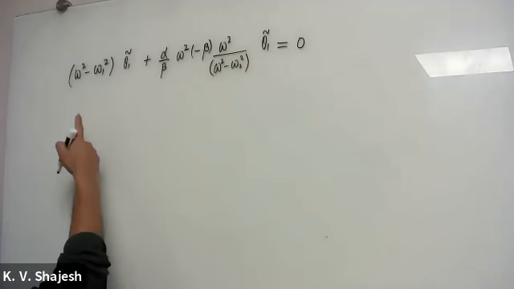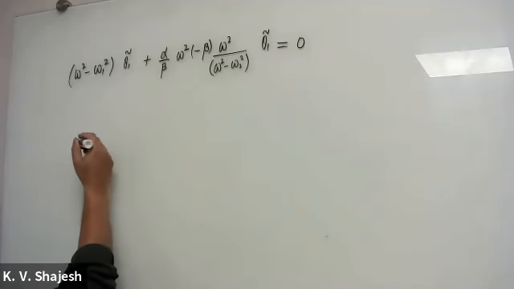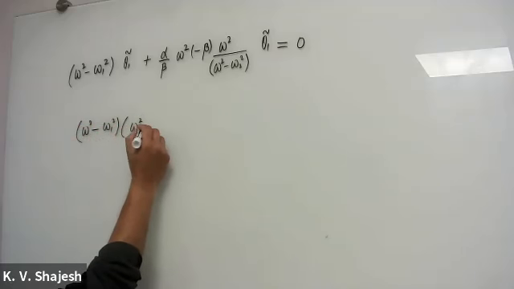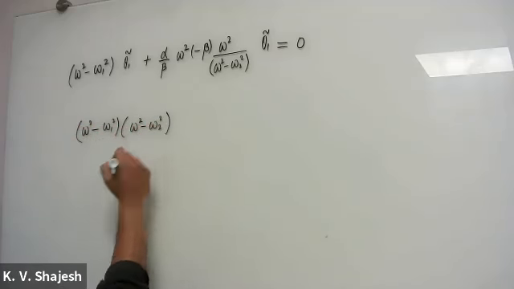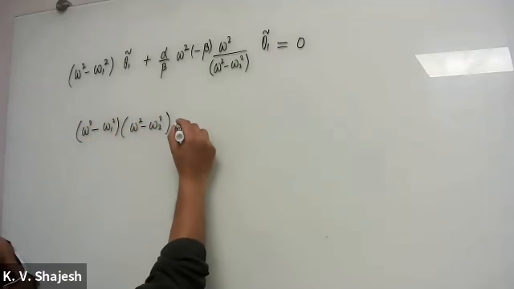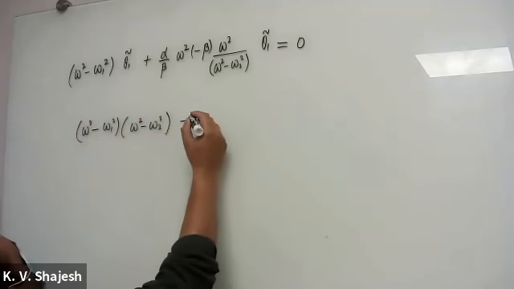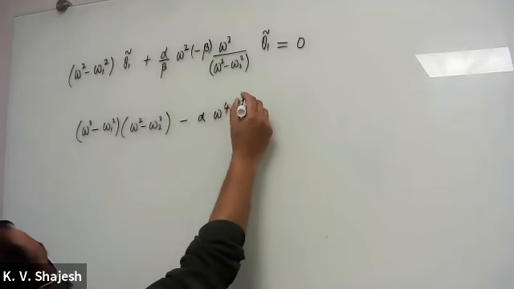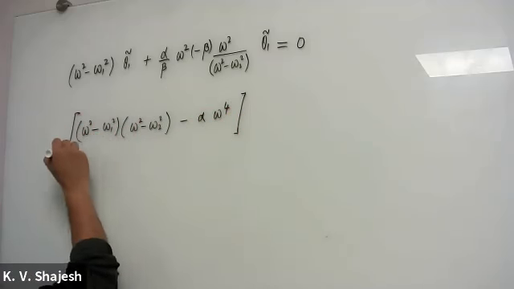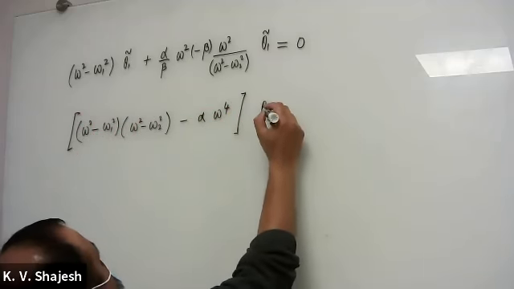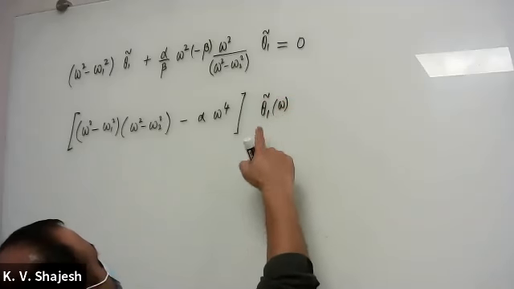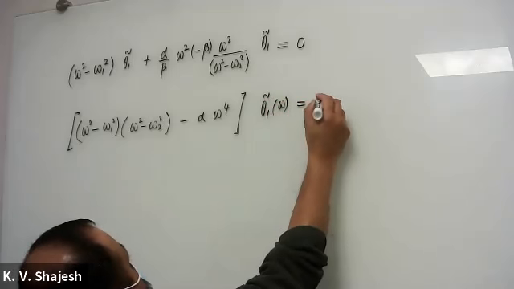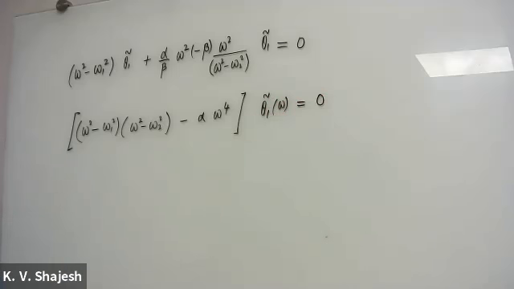So this is nothing but theta 1 can be common. So I have omega squared minus omega 1 squared times omega squared minus omega 2 squared. And then minus of beta cancels out. There is an alpha omega raised to 4, and that's theta 1 tilde of omega, right? Remember, this was a function of omega, right? That's equal to 0. And it's completely algebraic.